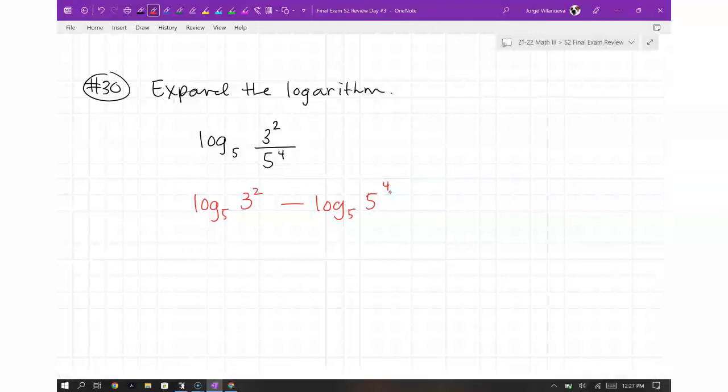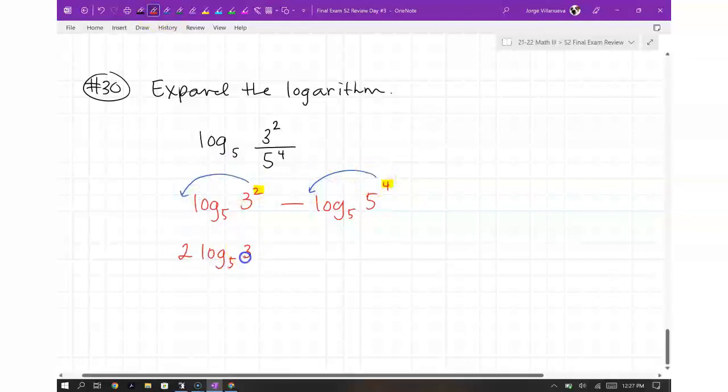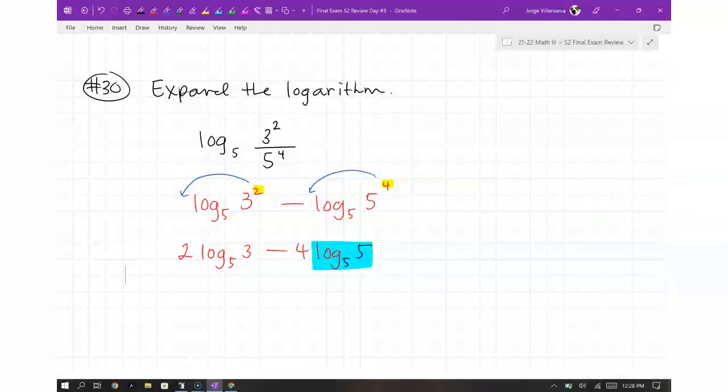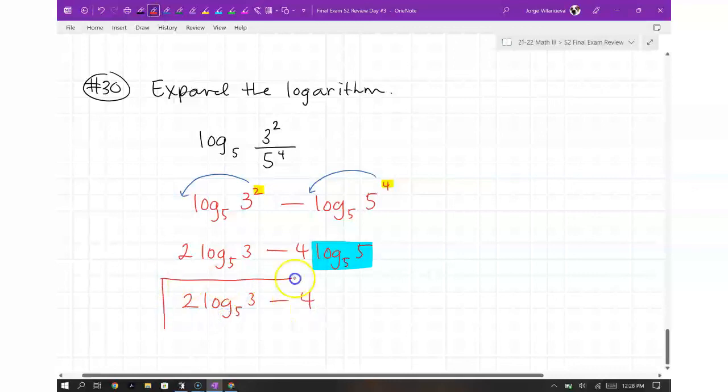Now I notice powers. So what do I do with my powers? Yeah, bring them to the front. Make them numbers in the front, right? So I get 2 log base 5 of 3 minus 4 log base 5 of 5. Now normally you'd be done, but what is this? That's a 1. Yeah. Because remember, if the base and the main number match, it's a 1. So 4 times 1 is 4. So this is 2 log base 5 of 3 minus 4. And that's it.